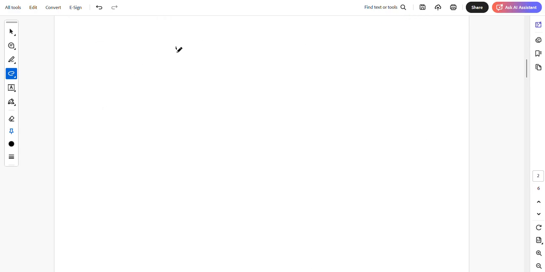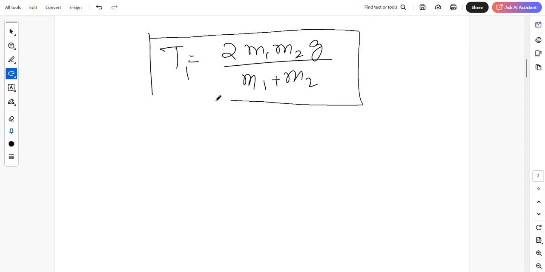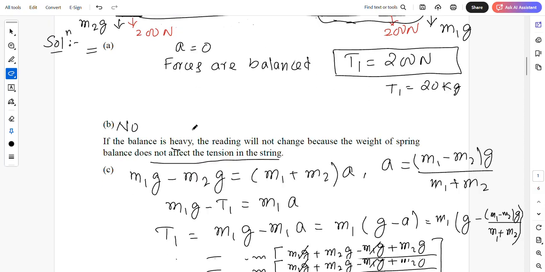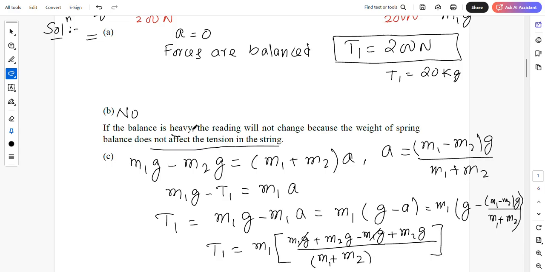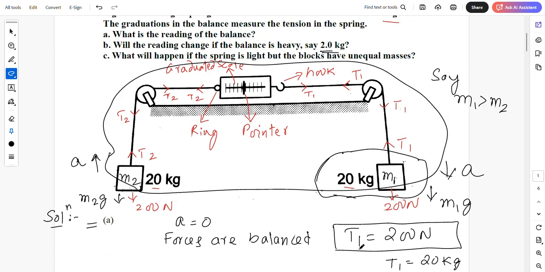Therefore tension will be equal to 2 m1 m2 g divided by m1 plus m2. This is T1, the tension in string 1, that is the reading of the spring balance. Hope you have understood. So 2 m1 m2 g divided by m1 plus m2. Hope you have answered all the questions here, A, B and C. Let us go to the next problem.